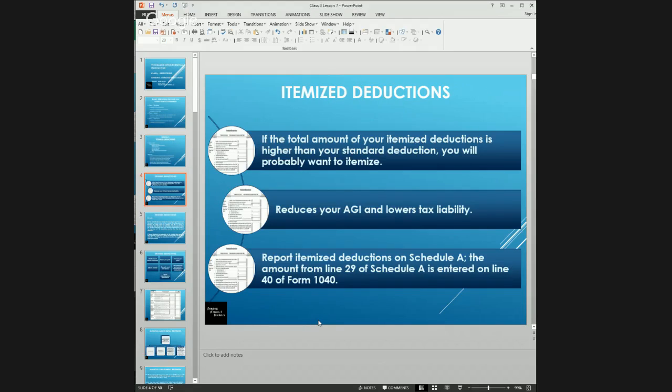Okay, if the total amount of your itemized deductions is higher than your standard deduction, you will probably want to itemize. This would reduce your AGI and actually lower your tax liability. You're going to report your itemized deductions on the Schedule A. The amount will be on line 29 of the Schedule A, and we're going to enter that on line 40 of the 1040, the same place that you would put your standard deduction if you were using a standard deduction.